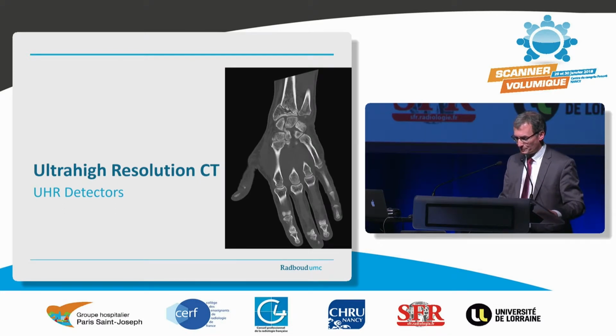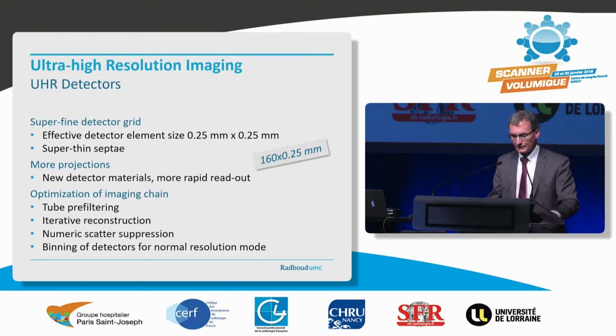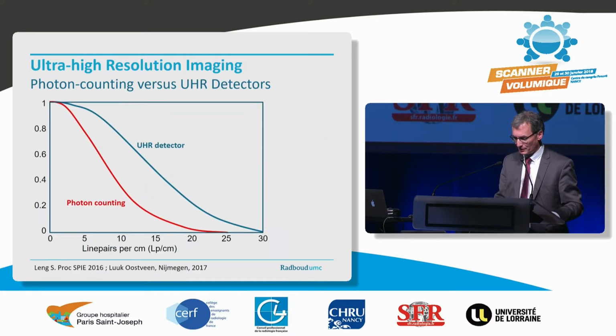Now, I'm going to quickly talk about ultra-high resolution detectors. They are actually built on a superfine detector grid with super thin septae so that there's very little dead space. They have an effective element size of 0.25 millimeter by 0.25 millimeter. There are new detector materials and more rapid readout to make it possible to get more projections. And then the whole imaging chain has to be optimized to get rid of image noise: pre-filtering, better iterative reconstruction, numeric scatter suppression, and binning of detectors for normal resolution modes if you are working in really huge patients where high resolution is not possible.